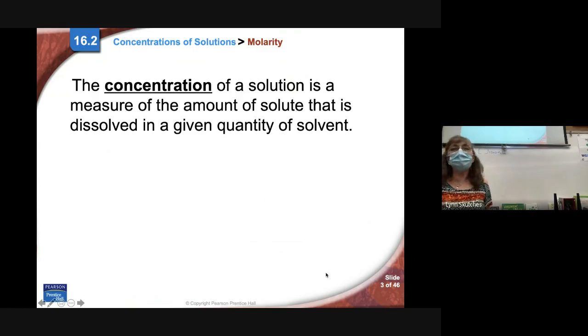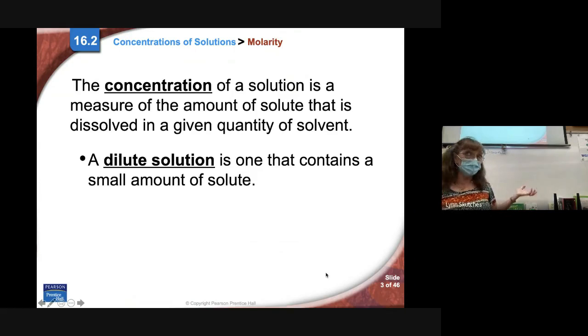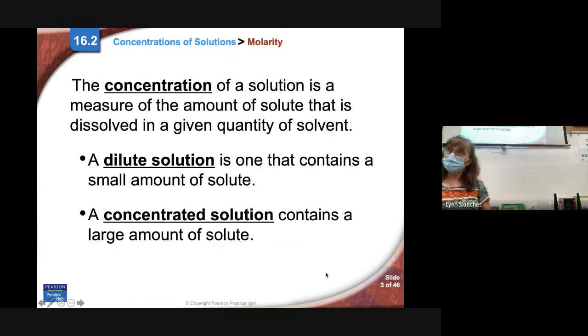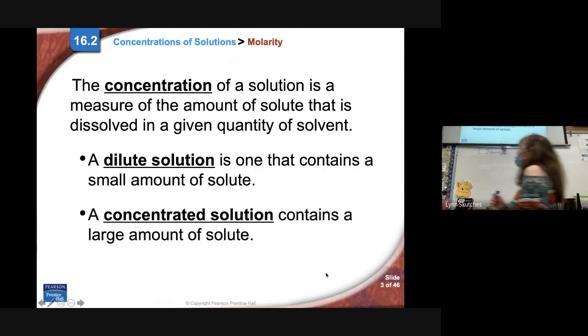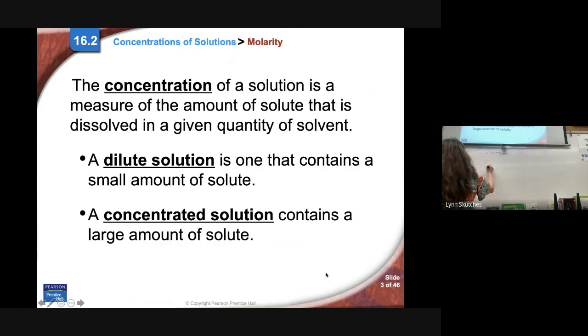Obviously, you can have a dilute solution, which doesn't have very much stuff in it. Or you can have a concentrated solution. For example, when you buy orange juice in the little cans, the little can of OJ is concentrated. They juice the oranges and then evaporate off the water, and then you add 3 more cans of water to dilute it.